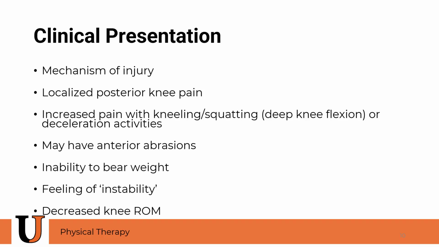The most common complaint patients will have is localized posterior knee pain, especially with any kneeling or squatting. Specifically, deep knee flexion is what's going to drive their symptoms up. You may also see anterior abrasions, and that goes along with the mechanism of injury. Inability to bear weight is relatively common, but oftentimes patients will also describe a feeling of instability in their knee. If it's an acute injury and they have a lot of effusion or swelling, they'll probably have decreased knee range of motion.